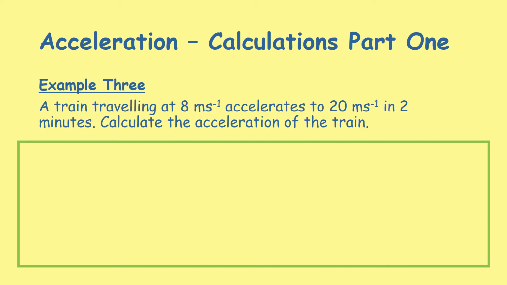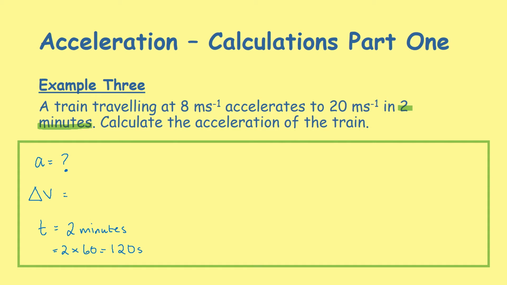Example 3. A train travelling at 8 meters per second accelerates to 20 meters per second in 2 minutes. Calculate the acceleration of the train. Again, the acceleration is what we want to calculate. We need our change in speed and we need our time. The time is 2 minutes, which you remember we always have to have in seconds, so 2 multiplied by 60 is 120 seconds.